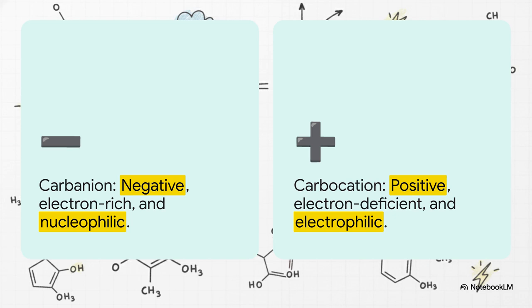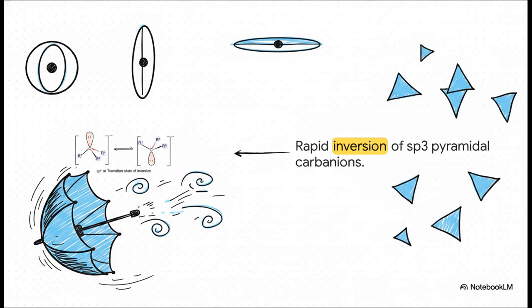If you keep this mirror image concept in your back pocket, predicting their behavior is going to be so much easier. Now, experiments show that a simple carbanion actually prefers a pyramidal sp3 geometry. Why? Well, accommodating that unshared electron pair in an sp3 hybrid orbital is just way more energy efficient than sticking it into a higher energy, unhybridized p orbital. But here's the fun part. It doesn't just sit still. It rapidly inverts back and forth between 2 pyramidal forms. Honestly, picture an umbrella blowing completely inside out in a violent windstorm. That's exactly what it's doing.